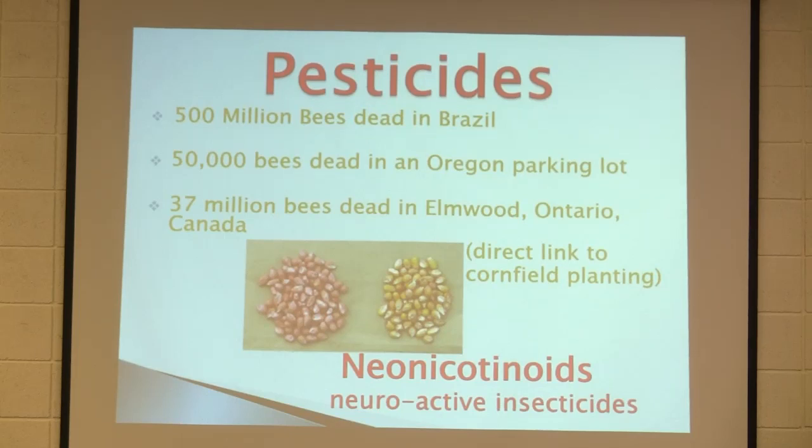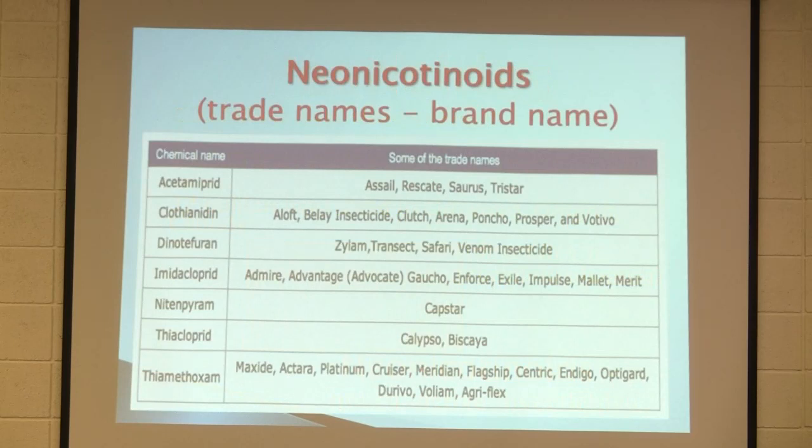Pesticides: 500 million bees killed in Brazil, 50,000 bees dead in an Oregon parking lot after spraying with pesticides, and 37 million bees dead in Ontario, Canada, where there was a direct link to a cornfield planted with neonicotinoids, which are neuroactive insecticides. Some of the trade names for neonics are TriStar. I have some up there that you can read, and so these are neonics.